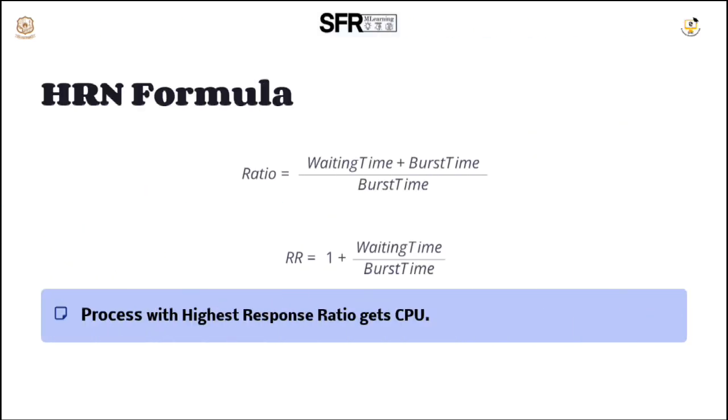The formula for HRN: response ratio is equal to (waiting time plus burst time) divided by burst time, or response ratio is equal to 1 plus waiting time by burst time. The process with the highest response ratio gets the CPU.